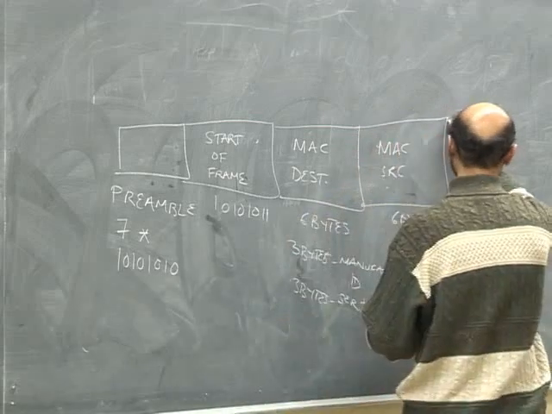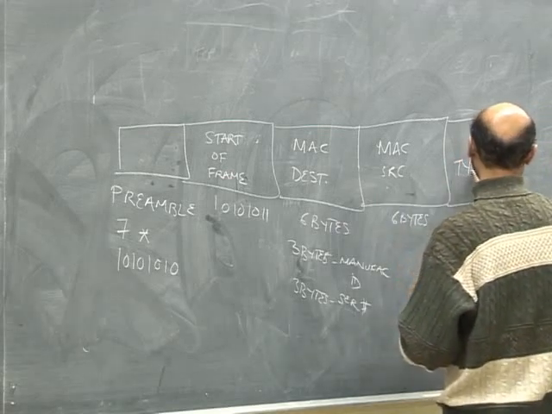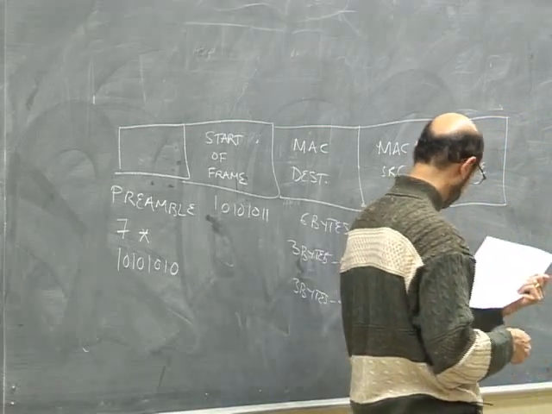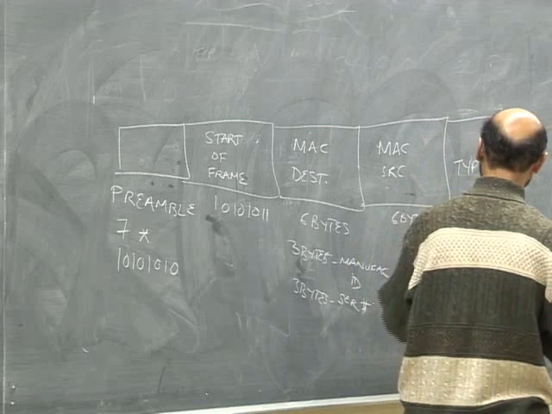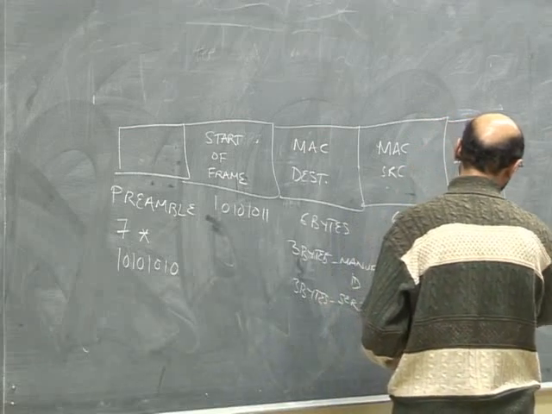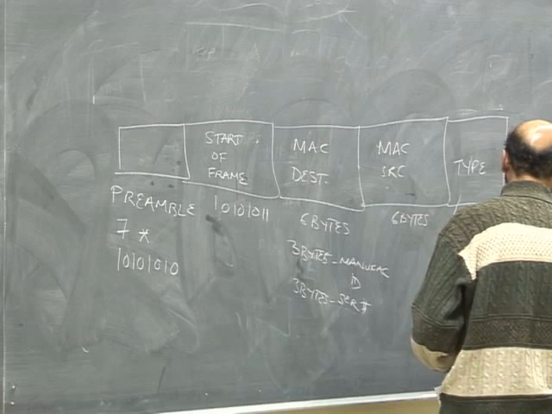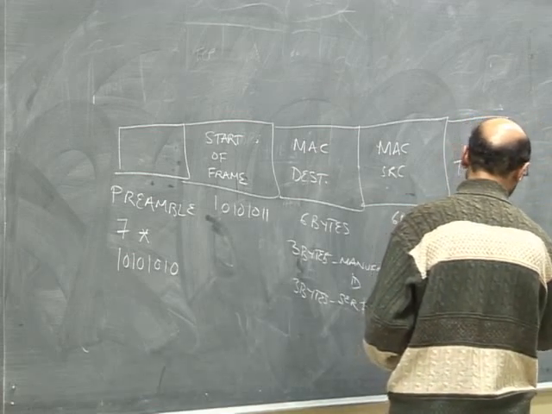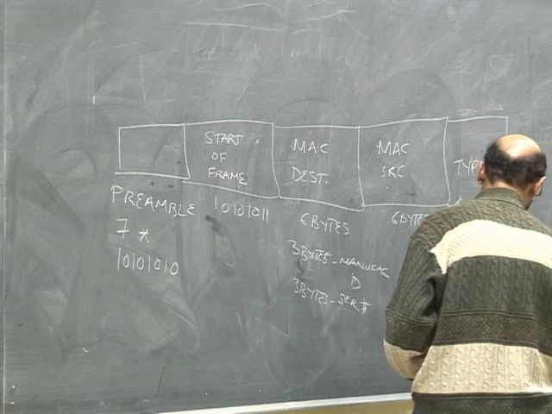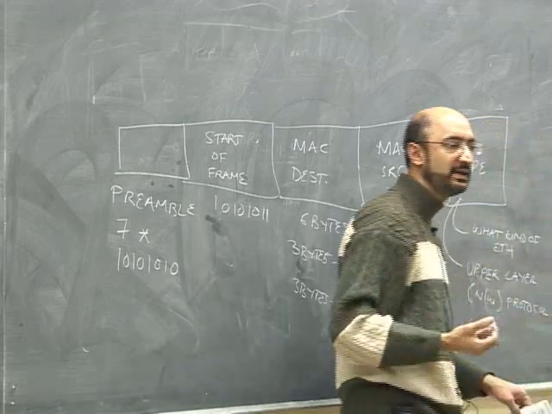And then we have what's called a type field. Actually, I take it back. The type has 2 parts to it. What kind of Ethernet, because there are many variants of Ethernet. And the other one is, what's the upper layer protocol? In this case, the network layer protocol. So Ethernet can be used to carry not just IP, but other protocols as well.